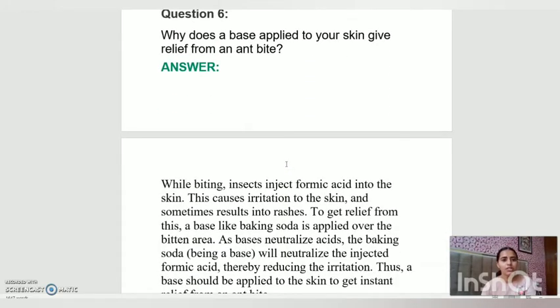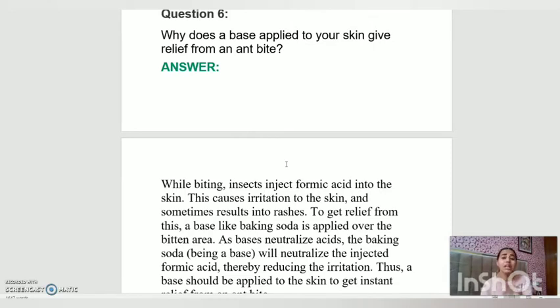So question number 6. Why does a base applied to your skin give relief from an ant bite? You have even seen in this video, student, when an ant bites and we apply some base on that, right?